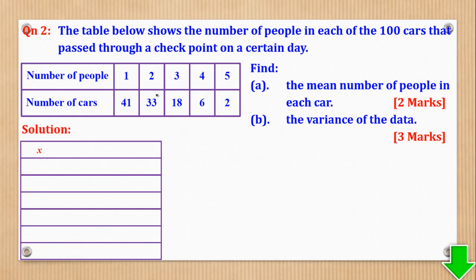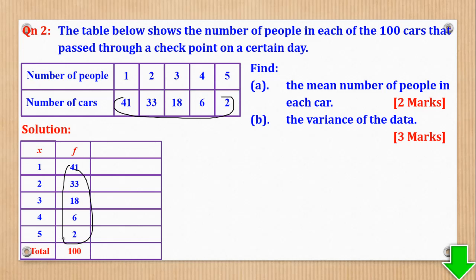So values of x are this number of people. Then the frequency are the number of cars. We need to add all these ones and get the total, which will be 100. Then because they ask for mean, we shall need a column of fx, where we multiply this with this to give you 41, this with this to give you 66, this with this to give you 54, this with this to give you 24, and this with this to give you 10.